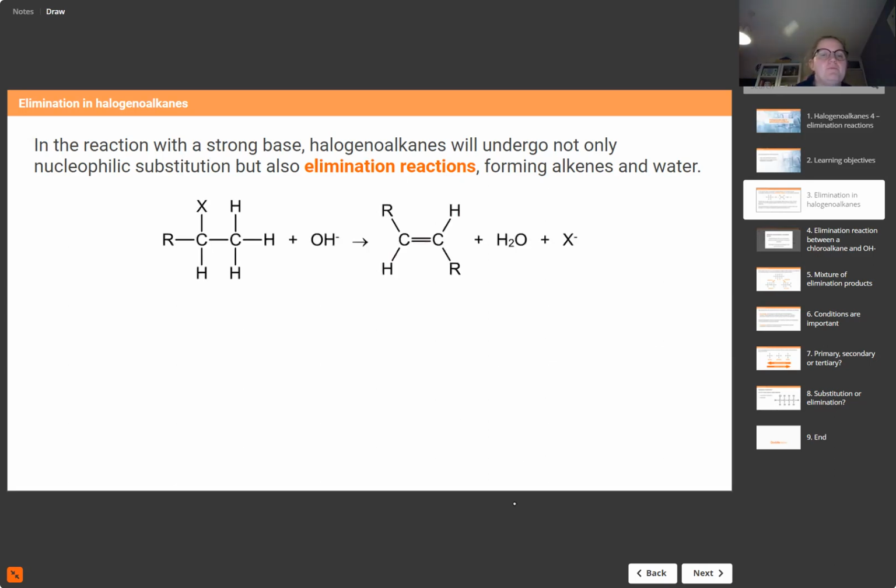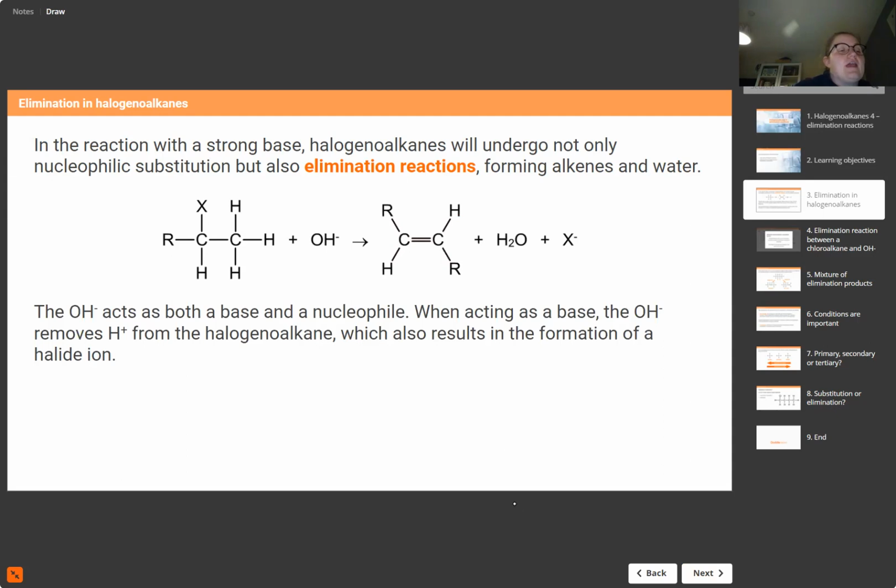So here's an example. We've got this nucleophilic substitution going on because we've got that hydroxide ion here. But you can see we've got a double bond formed here, which means we've got our alkene, we've got our water forming there, and we've still got our halide ion. So we've got an elimination reaction occurring as well. In this situation, the hydroxide acts as both a base and a nucleophile. So hydroxides can act as a base and they can act as a nucleophile.